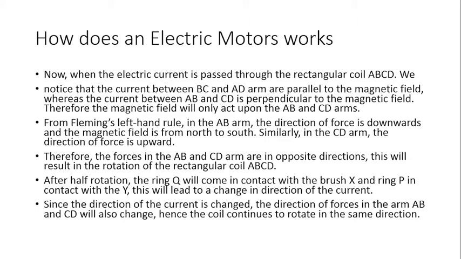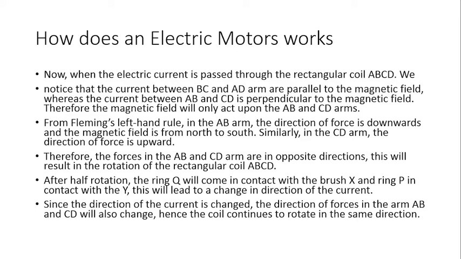How do electric motors work? Now when the electric current is passed through the rectangular coil ABCD, we notice that the current in the BC and AD arms is parallel to the magnetic field, whereas the current in AB and CD is perpendicular to the magnetic field. Therefore, the magnetic field will only act upon the AB and CD arms.